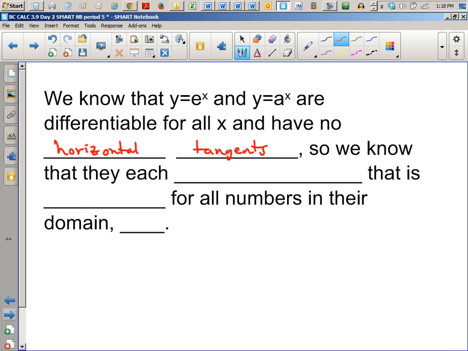So remember from the 3.7 day 1 lesson, that means that they each have an inverse that is differentiable for all numbers in their domain.